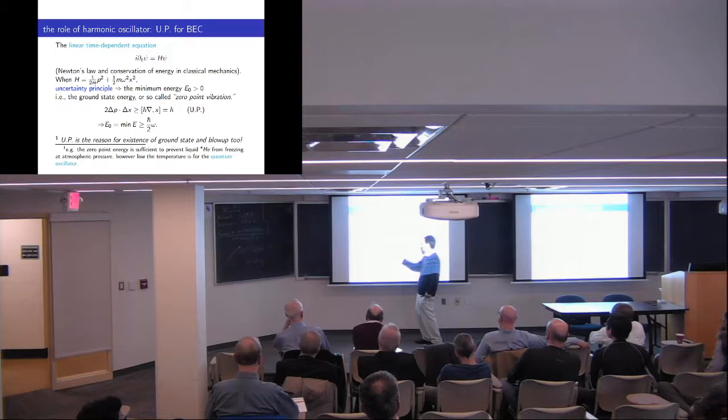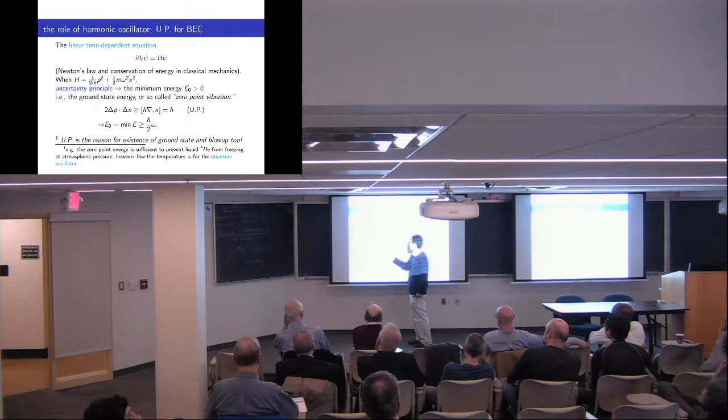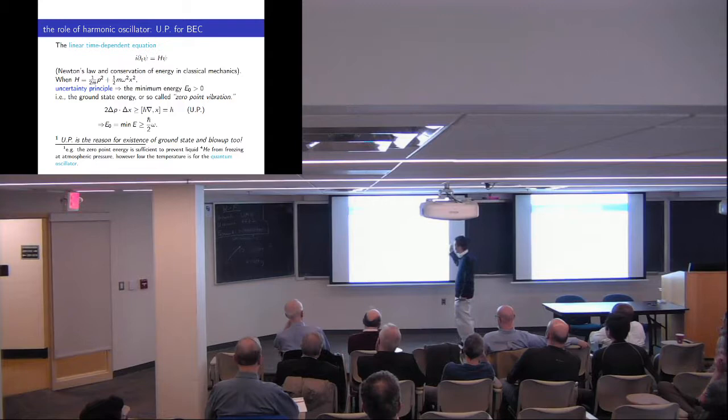Then we're going to have the uncertainty principle, in the sense that the variance of the position and the variance of the momentum is going to be greater than a constant. Here h is the Planck constant. Actually, it's the Planck constant divided by 2 pi. That's basically where this came from.